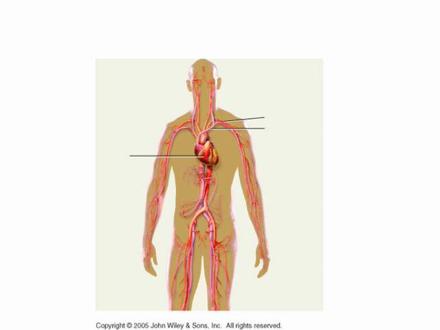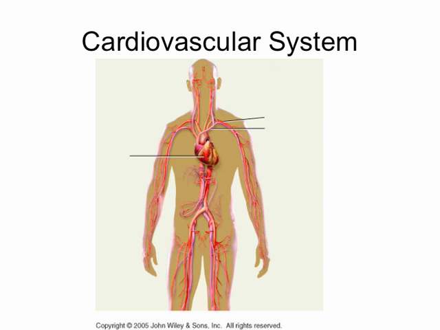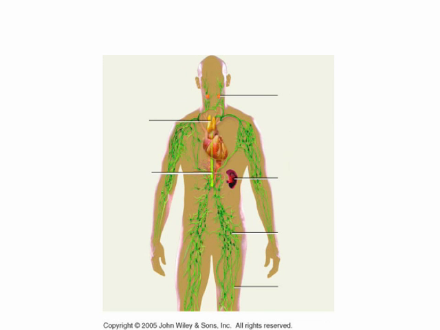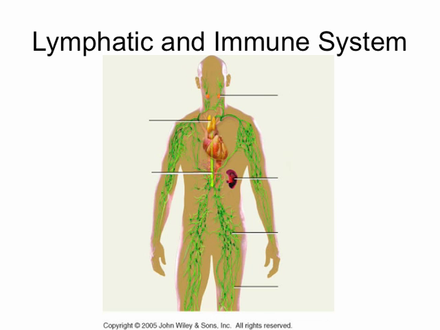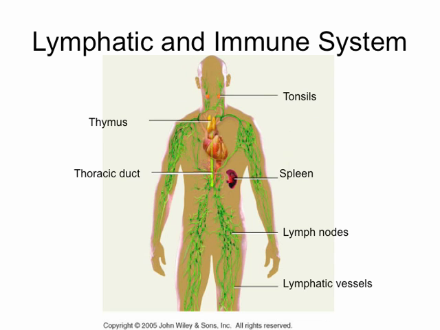This is the cardiovascular system, sometimes also called the circulatory system. The major organs of the cardiovascular system, as the name implies, would be the heart, or the cardiac portion, and the vascular portion, which would be made up of both the arteries and the veins. This system is the lymphatic, or immune system. Organs involved here include the thymus, the thoracic duct, the tonsils, the spleen, lymph nodes, and lymphatic vessels.